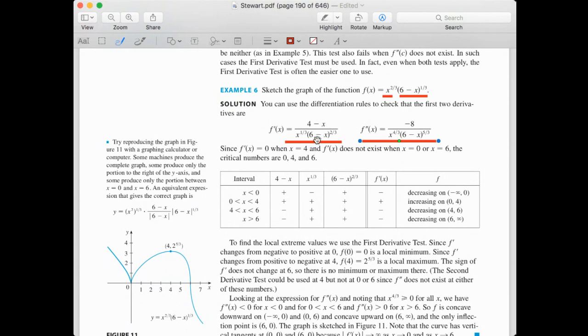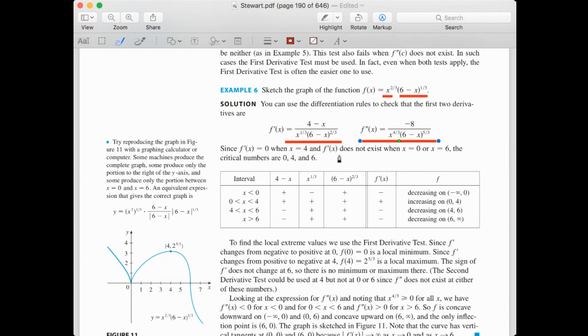For a fraction to be 0, only the numerator can be 0. Right? The denominator can never be 0. So solve 4 minus x equals 0, that's x equals 4. So we get one critical number, 4.